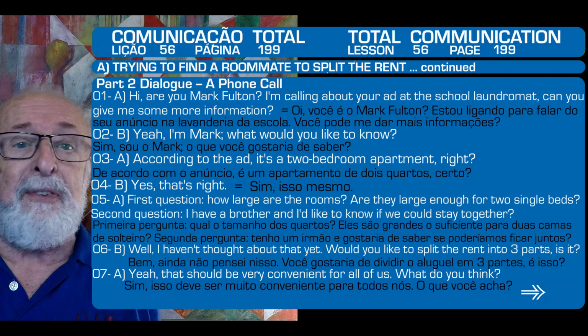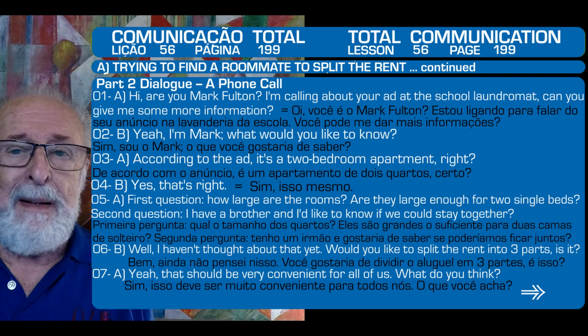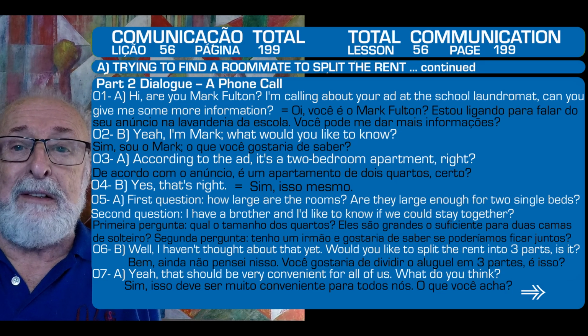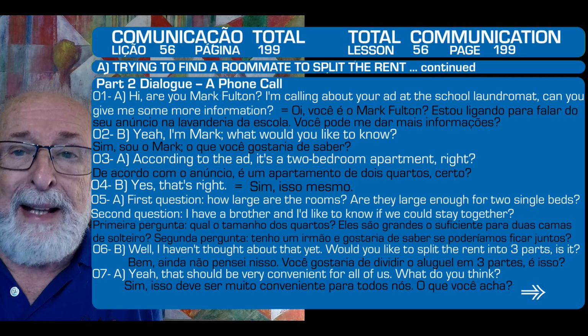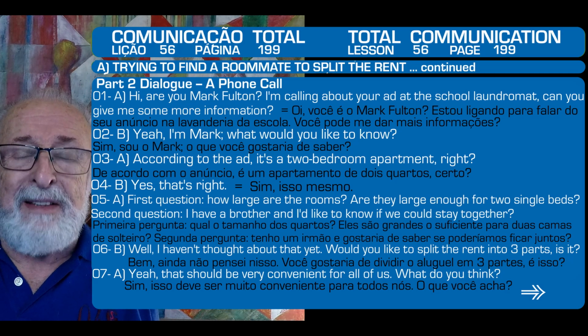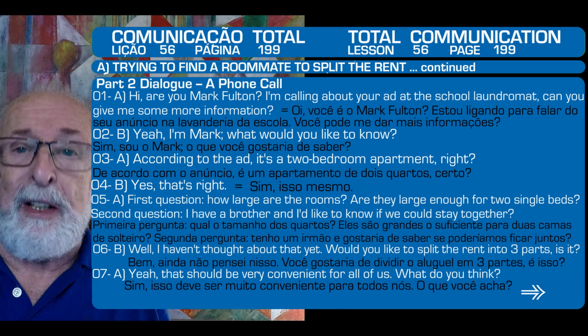This is the second part of trying to find a roommate to split the rent. Remember, Mark was trying to find a roommate to split his rent. He couldn't pay the rent alone. He needs somebody else to help him pay that rent. Okay, he can't afford it.